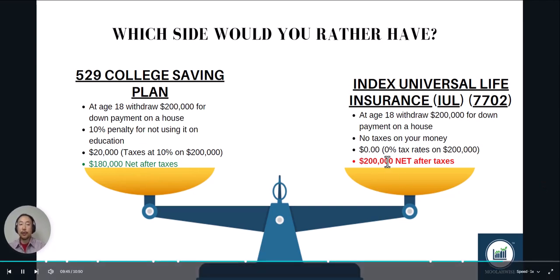So I always ask myself, what side would you rather have? The side where you lose 10% just because you're not using it for school, or the side where you don't lose 10% regardless of what you pull it out for.